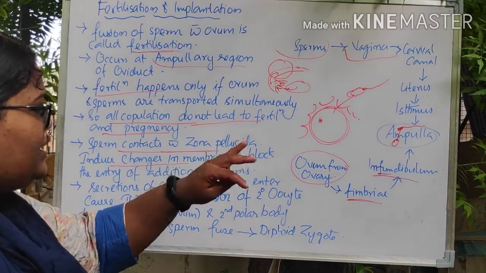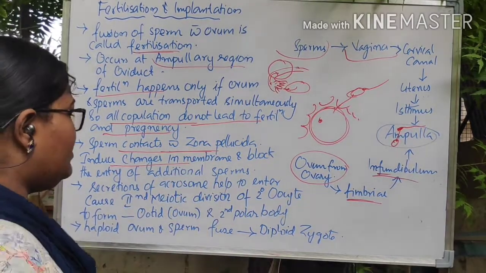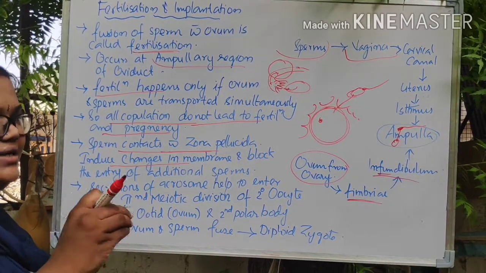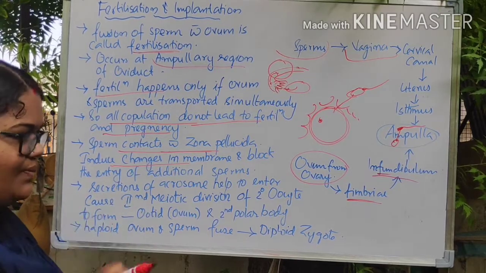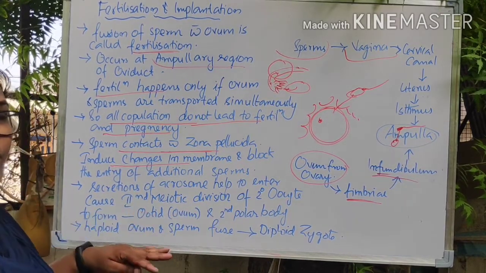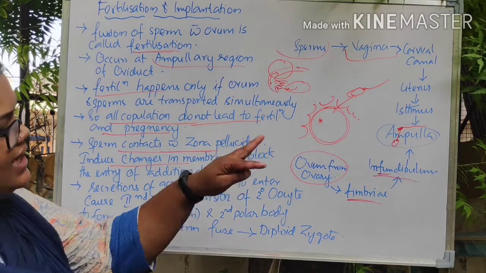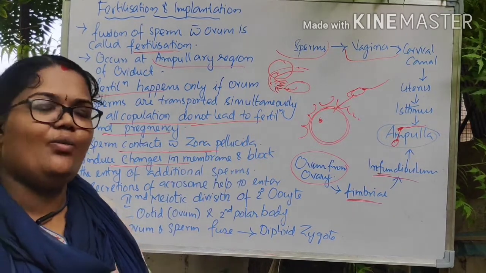Now, the secretion of the acrosome, we already told that, right? It will help the sperm to enter and cause the second meiotic division, right? To enter inside, that acrosome. Why that acrosome?